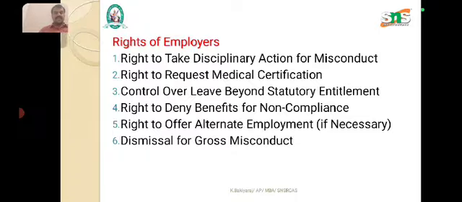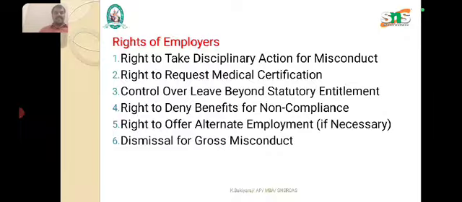In this part, we are going to list some rights and responsibilities of the employers, and certain obligations for the employers. This slide shows the rights of an employer. The first right is to take disciplinary action for misconduct. Misconduct means overruling the principles, practices and policies of the concern. Every employer has the right to take severe action, that is disciplinary action, for misconduct.